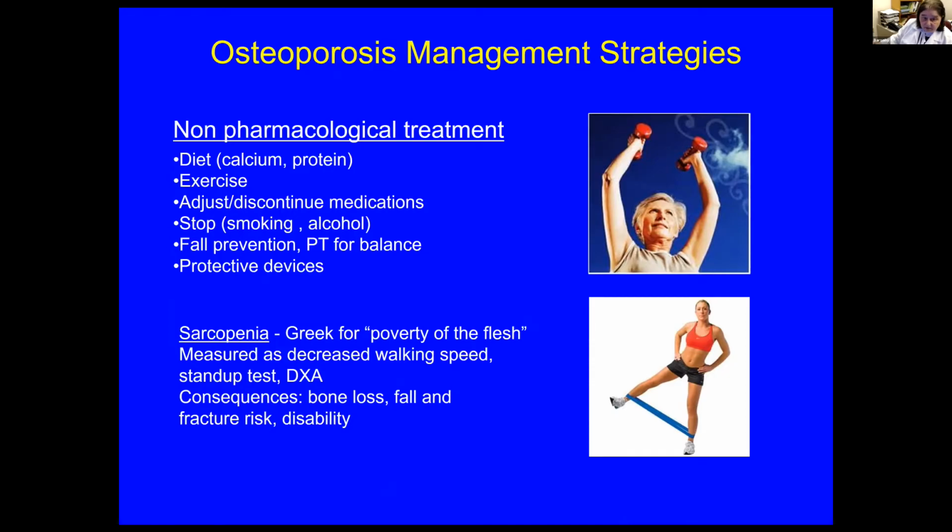We discuss how to prevent falls and how to improve balance and what protective devices they can use, mostly for spine stabilization. And I do my very best to increase patients' muscle strength because that's closely linked to bone strength. And I do that by measuring walking speed, how fast they can stand up, or whole body composition analysis with DEXA. And the bone strength is strongly linked to bone loss and fall and fracture risk and disability. And I can increase with adequate exercise instruction and physiotherapy and help my patients regain independence.